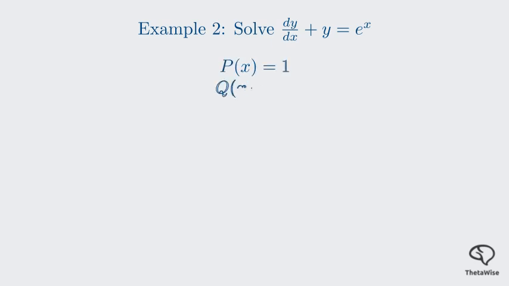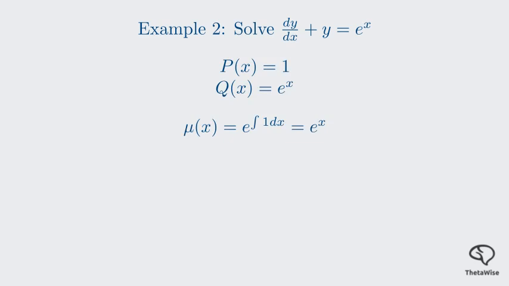Let's try another example. This time, we'll solve dy/dx plus y equals e to the x. This equation is already in standard form, dy/dx plus p of x times y equals q of x. Here, p of x is 1, and q of x is e to the x. Now let's find the integrating factor.